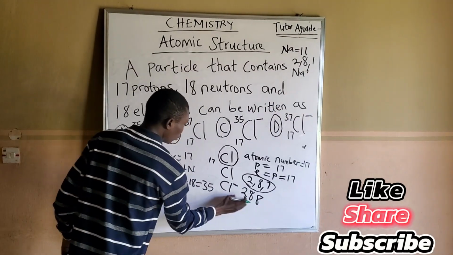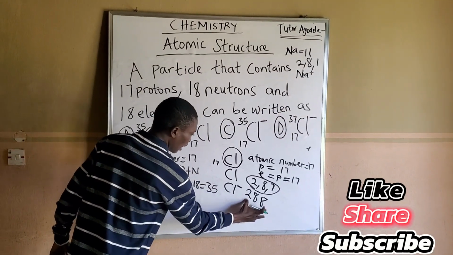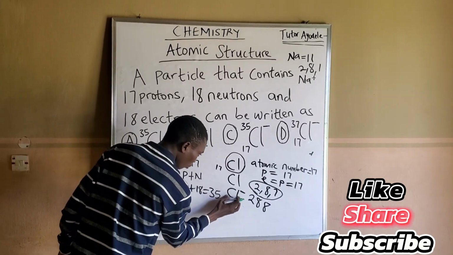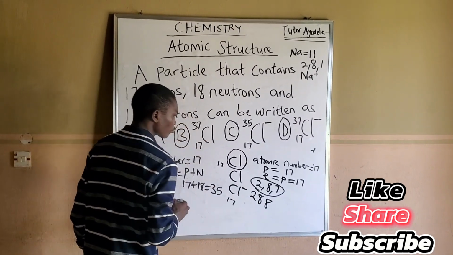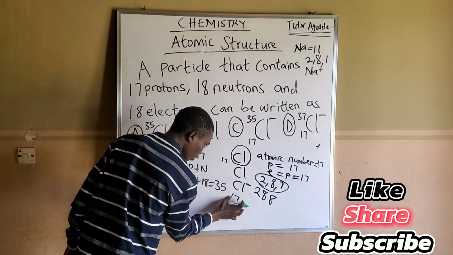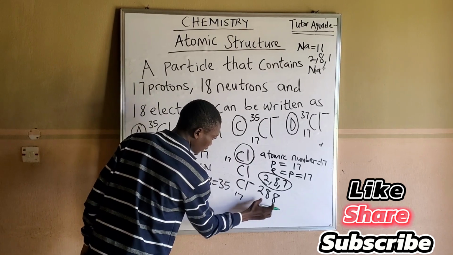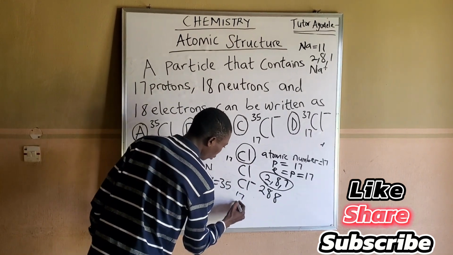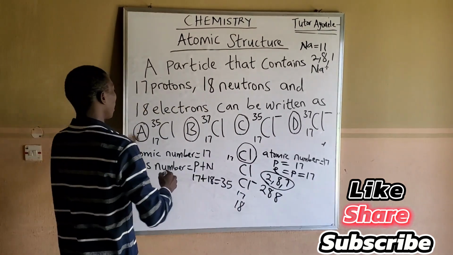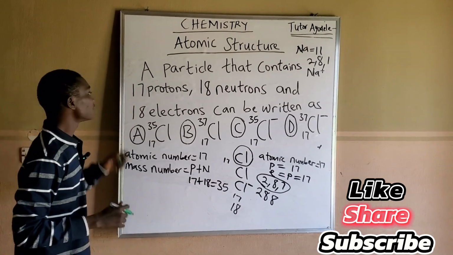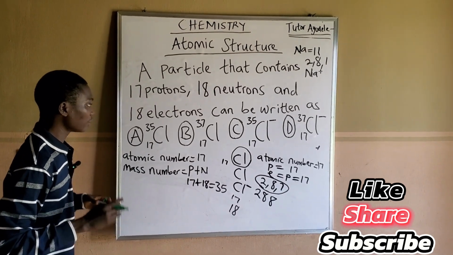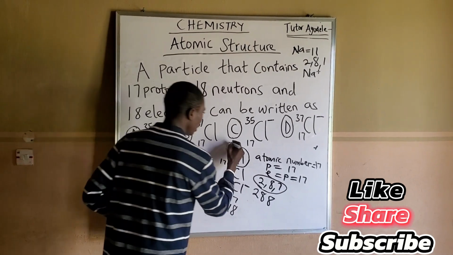So this one now tells us that the proton number for this one is still 17, the atomic number is still 17, while the electron number is no longer 17. This plus this plus this, it is what? 18. And we're told in this question that it has 18 electrons. So the best option that describes this is option C.